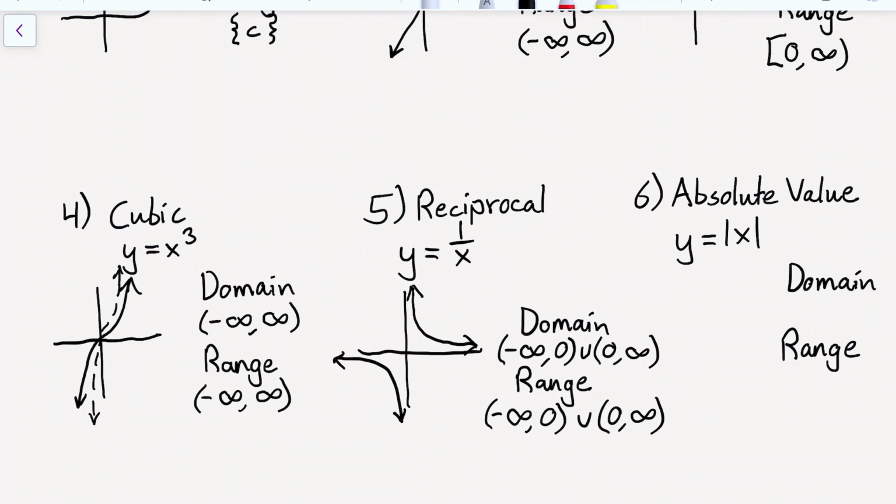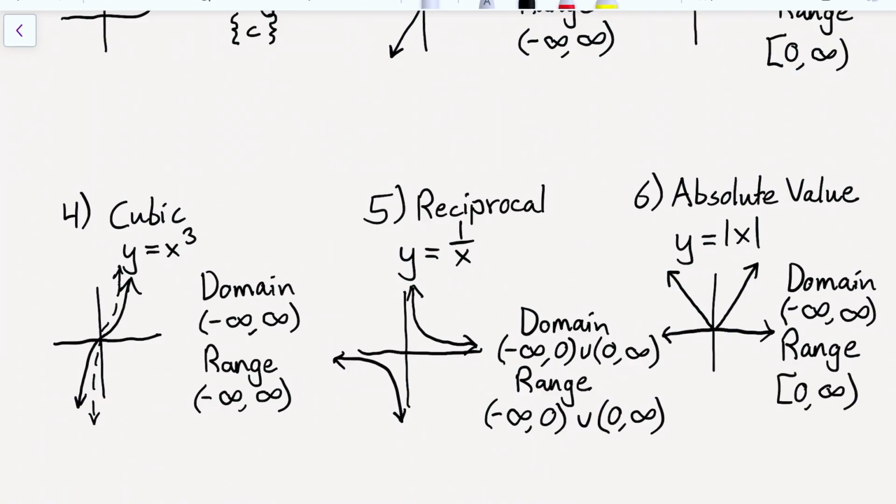We have the absolute value function. This function always returns the distance that a number is from 0, so it always returns a positive value, and the graph looks like this. This has a domain of negative infinity to infinity and a range of 0 to infinity.